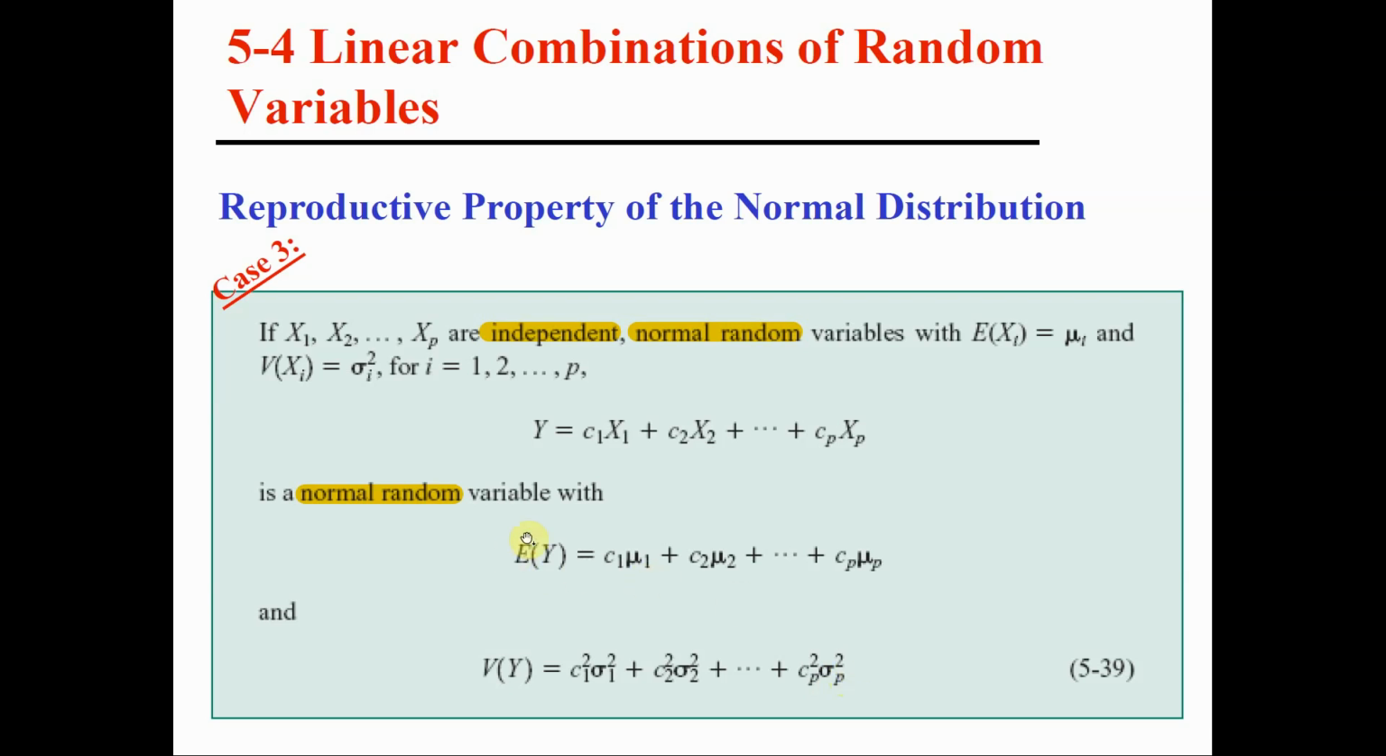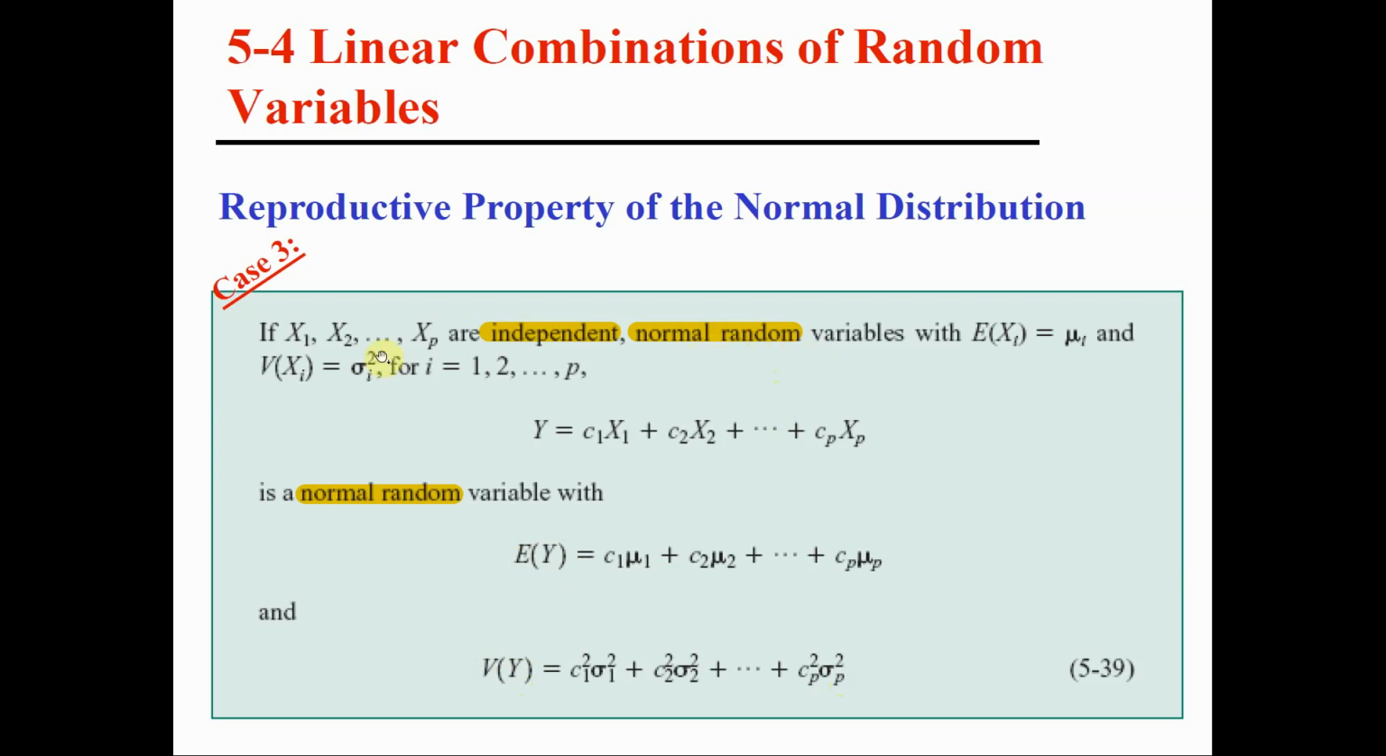Actually, to get this expression for the expected value of y and the expression for the variance of y, we don't need the variables to be normal. So this is true even if the variables are not normal. But what else can we say if we know the variables are normal? And this is what we add here.